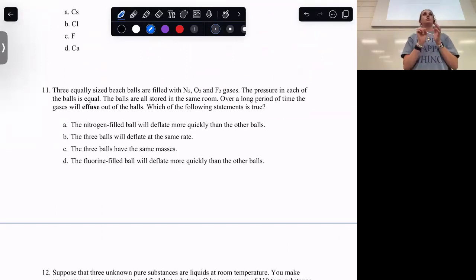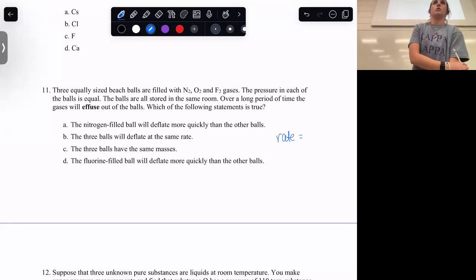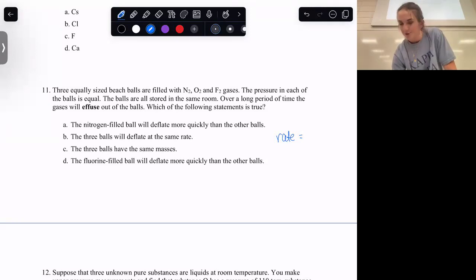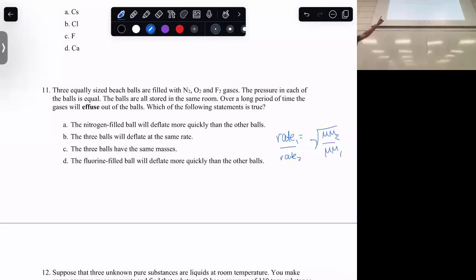What equation are we looking at here? Rate of effusion. Yep. So we have rate is equal to... you could do single rate, you could also do rate over rate, whichever one you know. So what's the double rate one? Good. You can look at it this way, where rate 1 over rate 2 is equal to the square root. This is a whole square root.